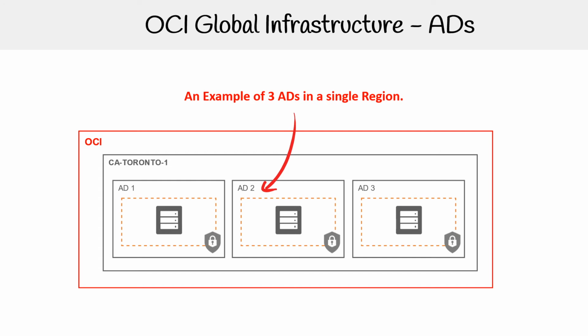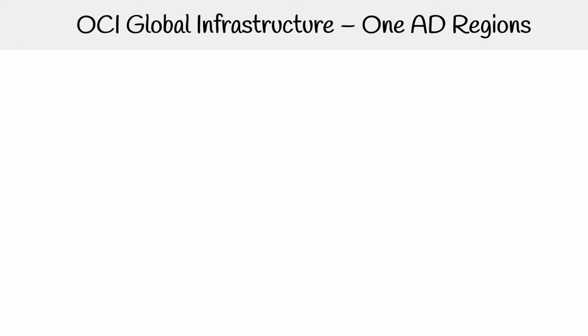Here is an architectural diagram of a region, and in that region, we have 3 data centers: AD1, AD2, AD3. This architectural diagram is not actually accurate because CA Toronto 1 doesn't actually have 3 data centers in that region. We said earlier that generally there's 3 data centers, but Toronto is not one of them. But you'll see me use it as an example a lot because that is where I'm from. But anyway, this comes down to 1 AD regions.